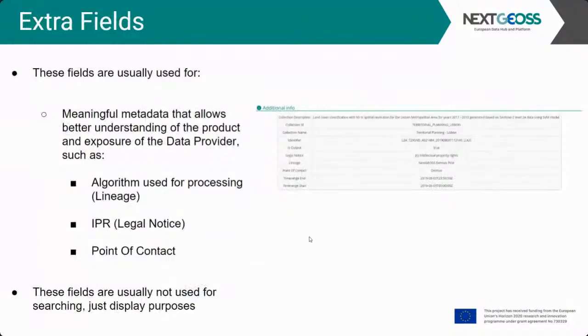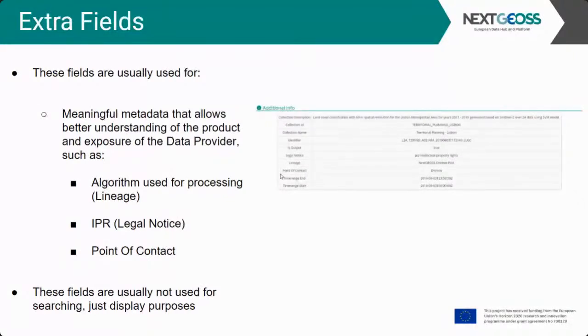And then finally, you have the extra fields, and those fields are usually used for meaningful data that allows a better understanding of the product or to expose who is the data provider. And in here, you have several pieces of information that are basically collected automatically if you fill in the other fields that I mentioned. But three of these that are shown here are the ones that are related to the extra fields. So you have the algorithm.